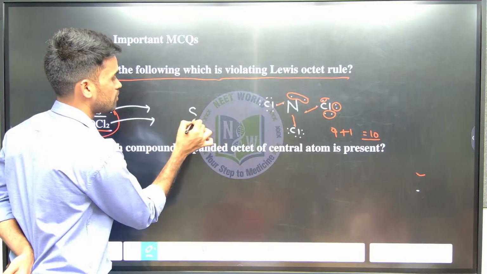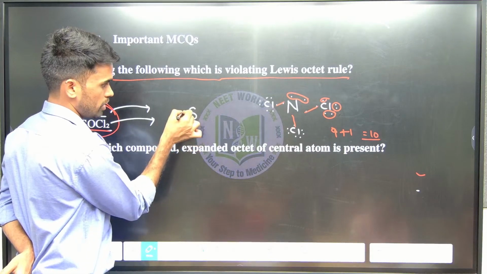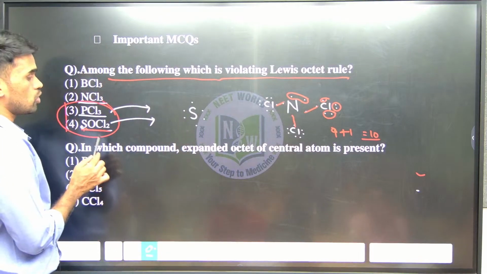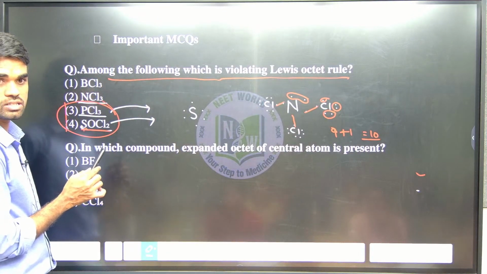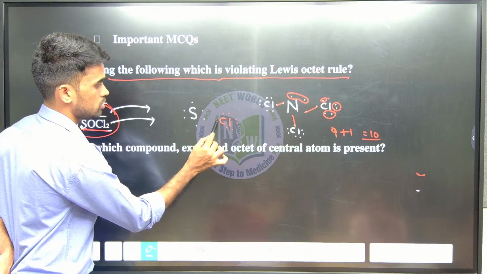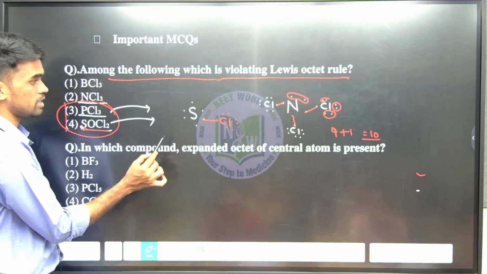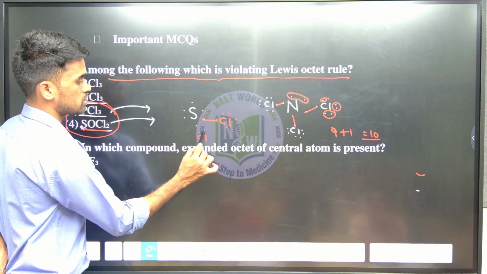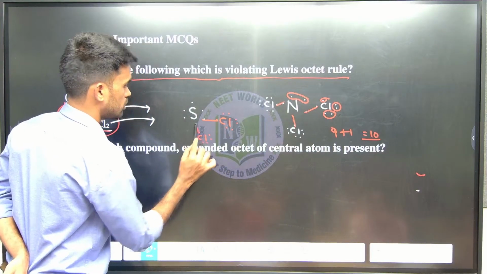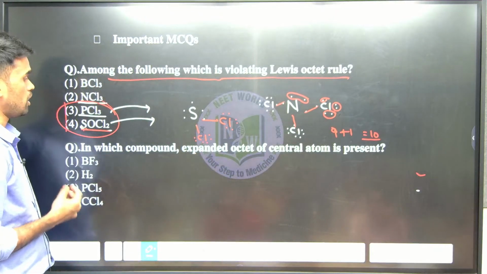So sulfur has 1 2 3 4 5 6. Okay, so how many electrons does chlorine have? 7. So chlorine forms 1 bond. How many chlorines are there? One more chlorine, let us put here. Done. Okay, next one, oxygens.